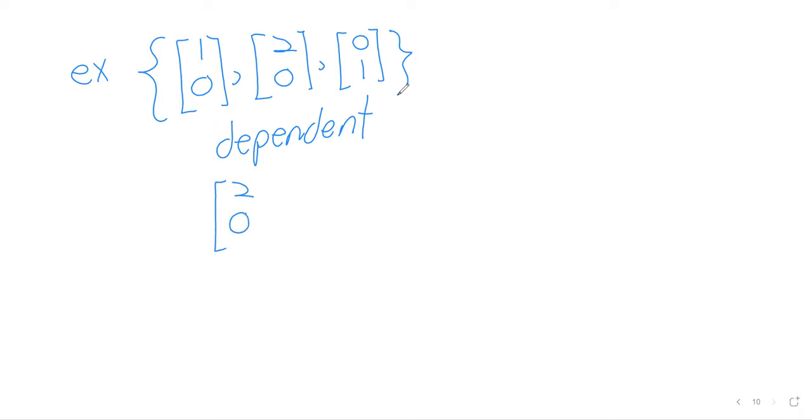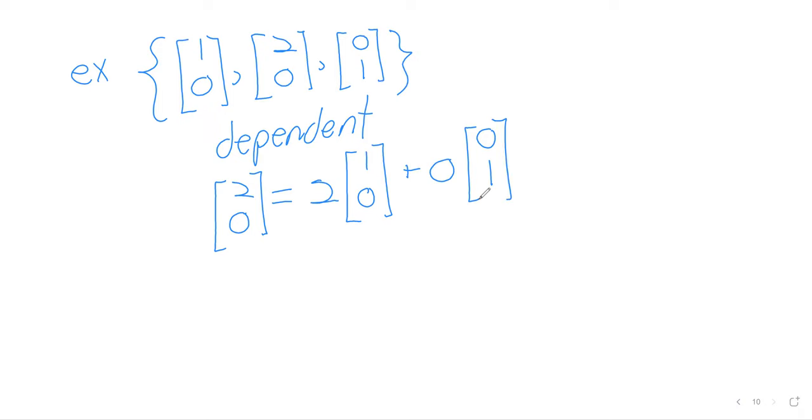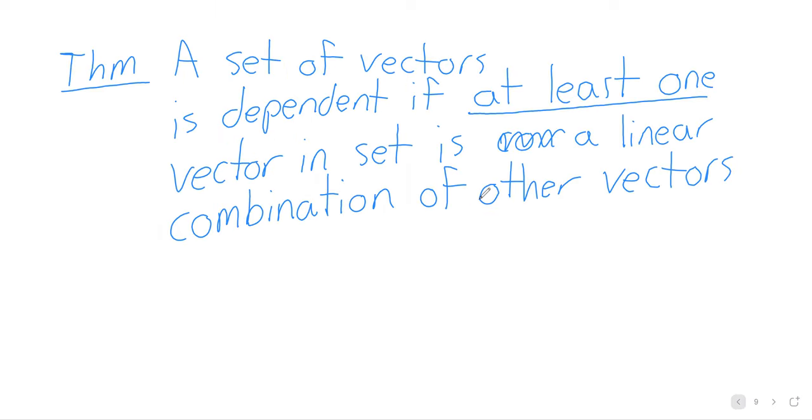The vector (2, 0) is a linear combination of the other vectors in the set. It's 2 × (1, 0) + 0 × (0, 1). And I know I said I wasn't going to prove this, but let's go back to this theorem. That's actually an if and only if statement. So once I made the observation that one vector was a linear combination of the other two, that is a proof that they are dependent.